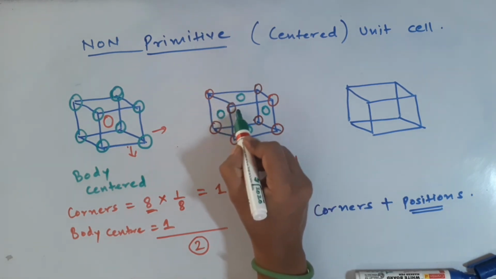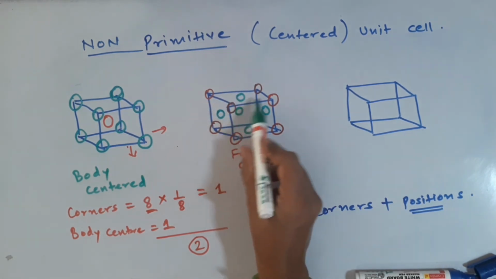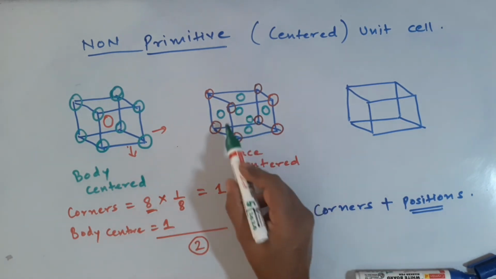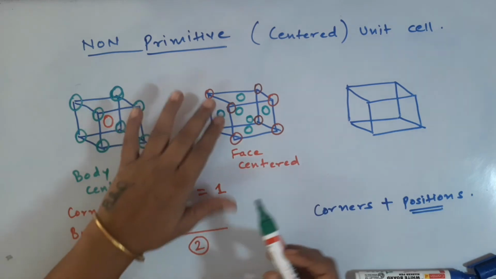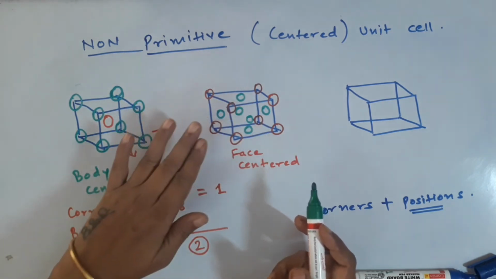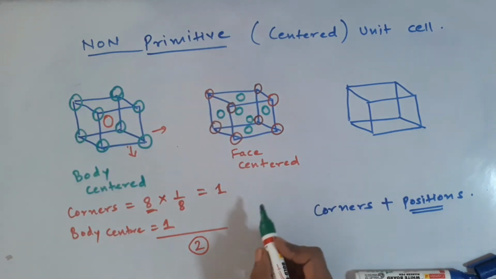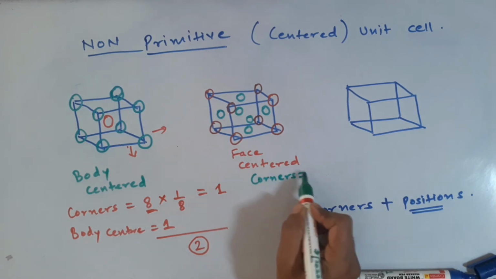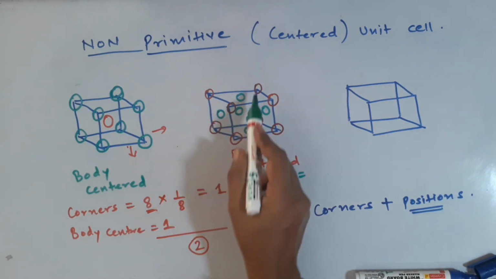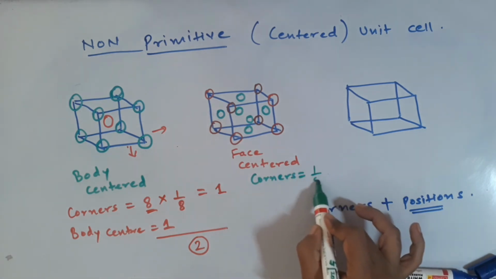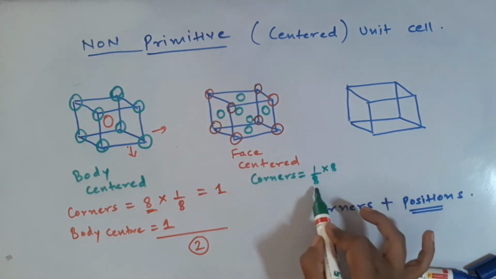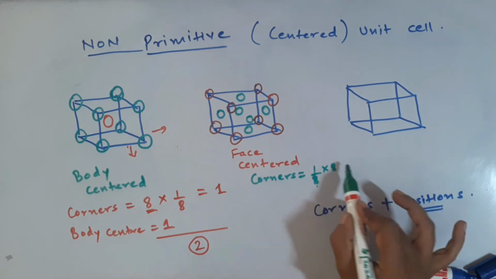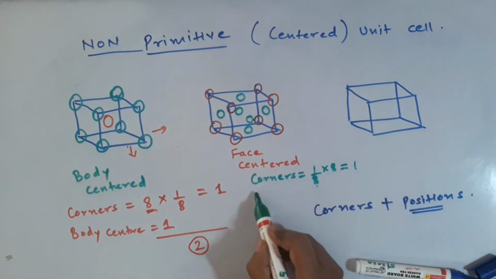At the back side, center of that, in the front, in the center of that. So in total we have drawn 6 faces, 6 such atoms, but each atom at the center of each face is going to be shared by 2. So again, the corners' contribution is 1/8 into the number of corners, 8, so it comes out to be 1.